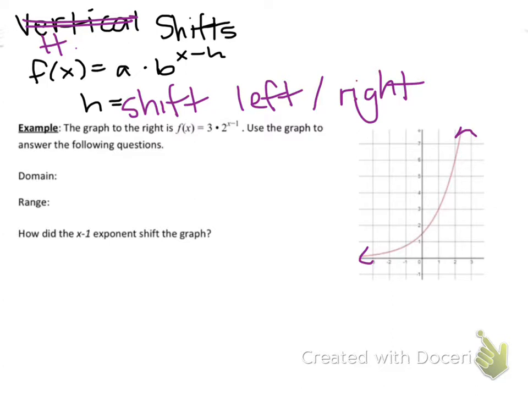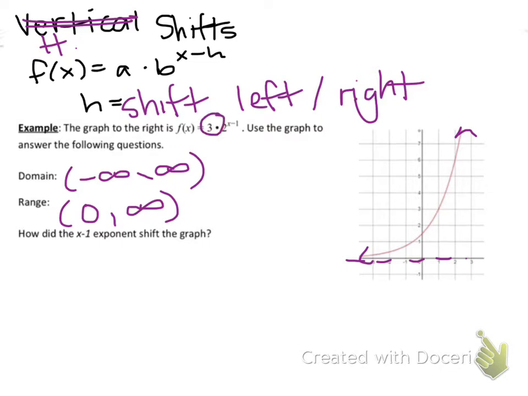So looking at this graph, my domain is negative infinity to infinity. My range will be 0 to infinity because my graph is leveling out at y equals 0. The only way I can really tell that this graph has shifted left or right is the fact that I know my a value is supposed to be my y-intercept. So 3 is where it's supposed to be crossing the y-axis. And if you compare it to where the y-axis is, notice it has shifted to the right by 1 unit.